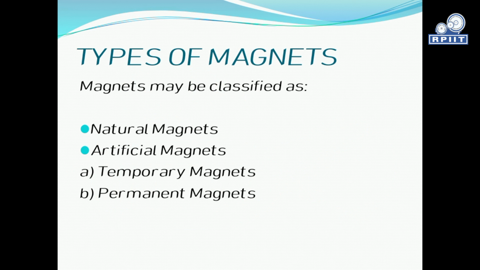Now these are the types of magnets. Magnets are classified as natural magnets and artificial magnets. Artificial magnets are further divided into two types: temporary magnets and permanent magnets. So this is all about magnetism and magnets, what magnets are and their types.